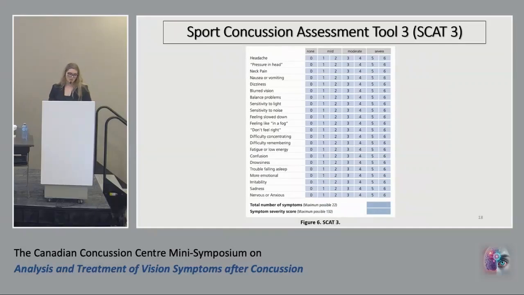This is the Sports Concussion Assessment Tool, and this is a standardized concussion questionnaire that is used to assess the total number and severity of symptoms. There's a total number of 22 possible symptoms with a maximum severity of 132, and this was one of the primary outcome measures for our study. This was administered to patients at 3 time points, once at baseline, so before the reading task, again after a reading task, and again after our video.